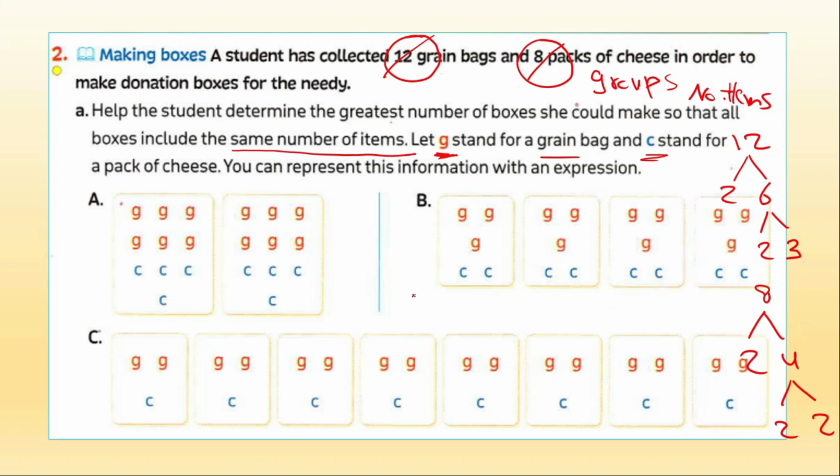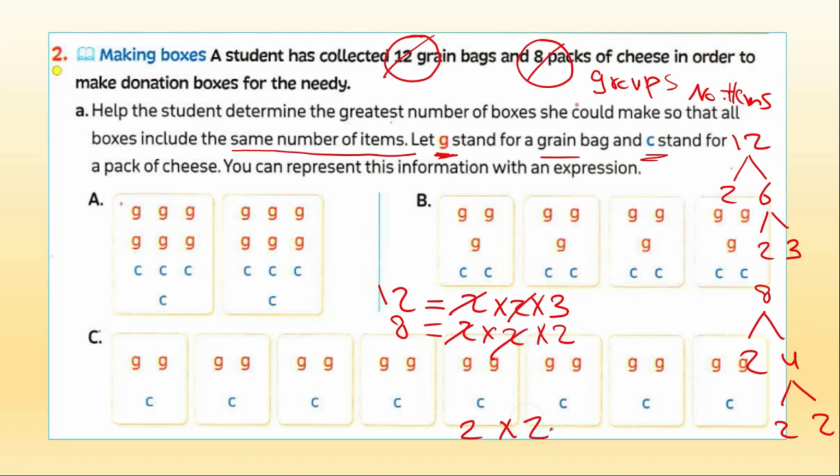12 equals 2 times 2 times 3 and 8 equals 2 times 2 times 2. We have a common factor 2, then another common factor 2, so the greatest common factor is 4. That is the number of groups. The rest numbers are the number of grain and the number of cheese: 4 times the number of grain, which is 3, and the number of cheese, which is 2.